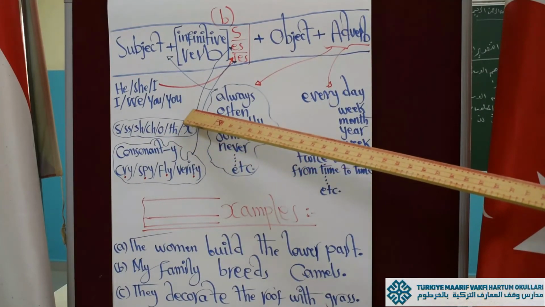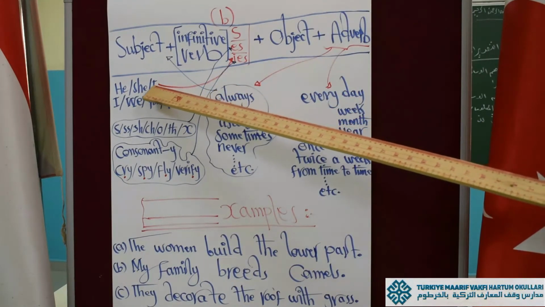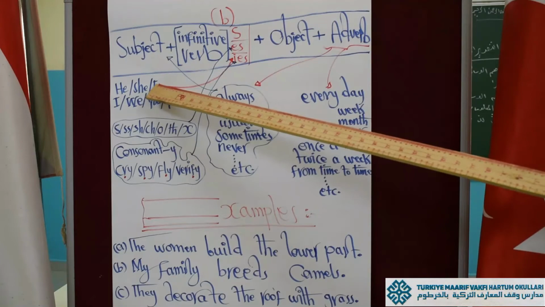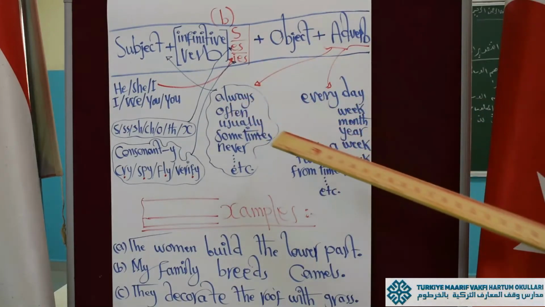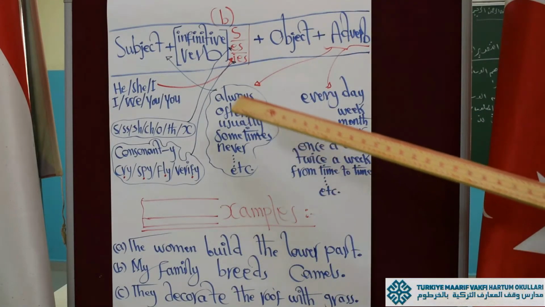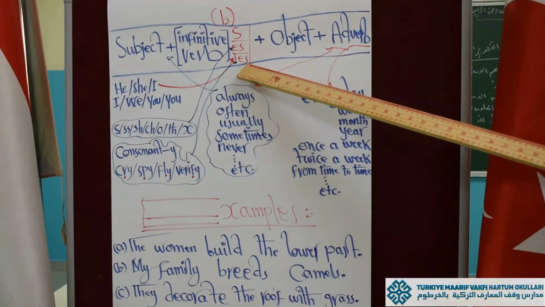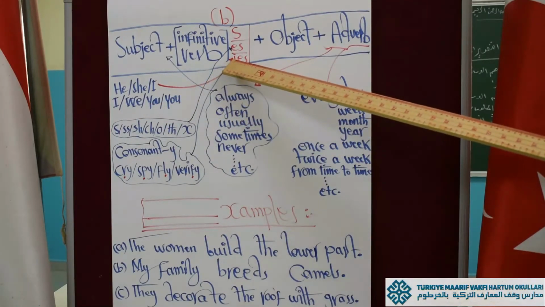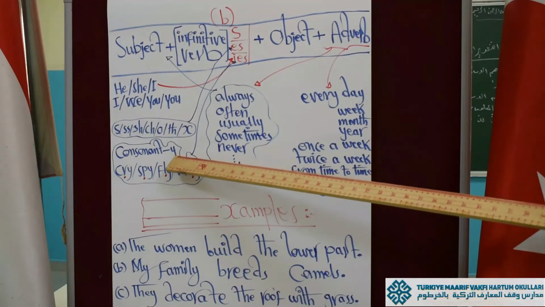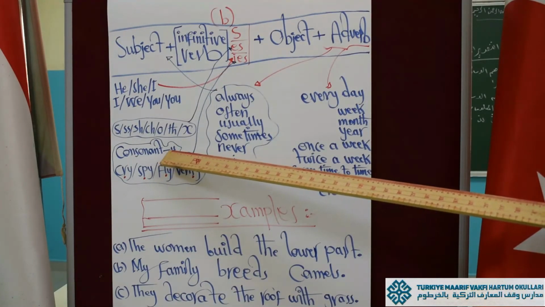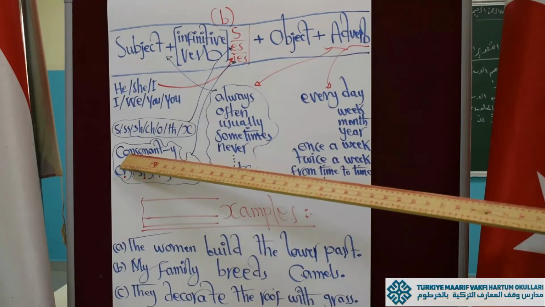In this case, we add what? We add es at the end, on condition that the subject is one of these, he, she, it. But if the subject is I, we, you, they, we don't need any addition. That's number one. Number two, if the subject is he, she, it, when do we add ies? We add ies if that verb ends in y and the letter before y is a consonant.